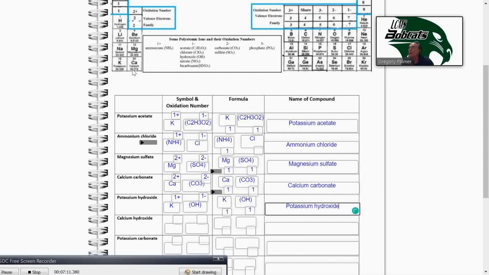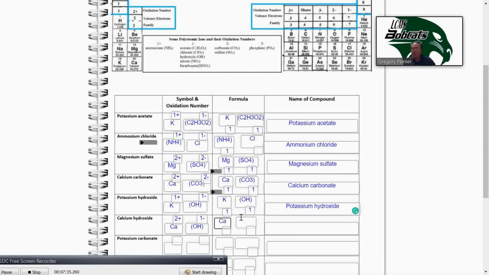The next one says calcium hydroxide. Okay, so we look. Calcium is in family 2, so it's Ca, and it's a capital C because it's an element. And the hydroxide is OH. And the calcium's oxidation number was 2 plus. And the hydroxide's oxidation number, we look at the chart, is 1 negative.